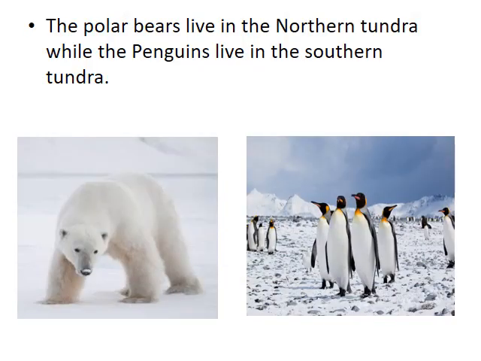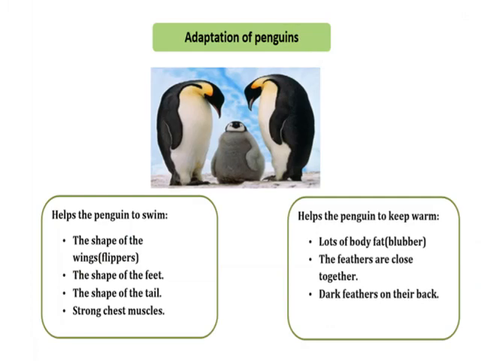As I told you guys, the polar bears live in the northern tundra, while the penguins live in the southern tundra. As for the southern tundra, where the penguins live, they have to have specific adaptations to help them live in such cold weather. The penguins, they have features that help them to swim and other features that keep them warm. Let's start with the ones that help them to swim. Of course, they have this streamlined shape.